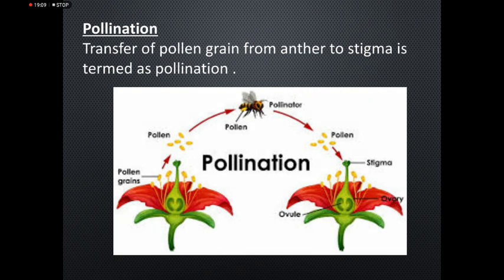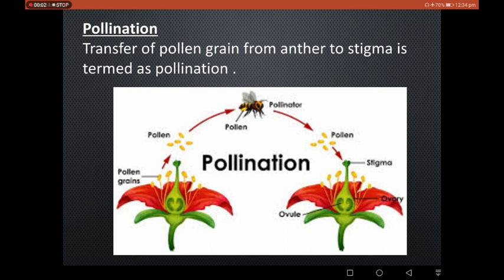Then pollination. Pollination means transfer of pollen grains from anther to stigma. In this picture you can see pollen grains collected by the honeybee being transferred to the stigma. Pollen grains come from the anther, are collected by the honeybee, and are deposited over the stigma of the pistil.